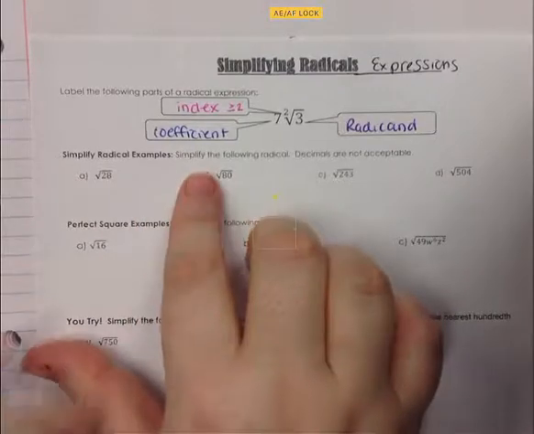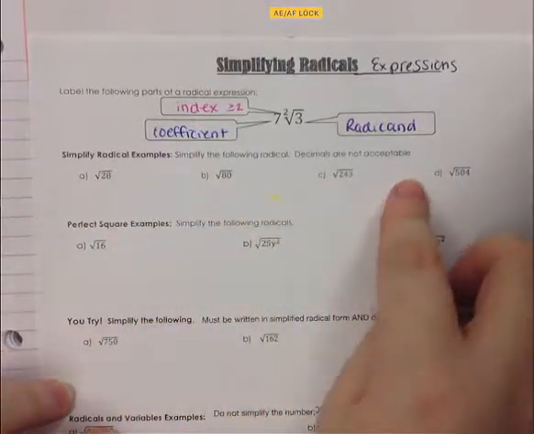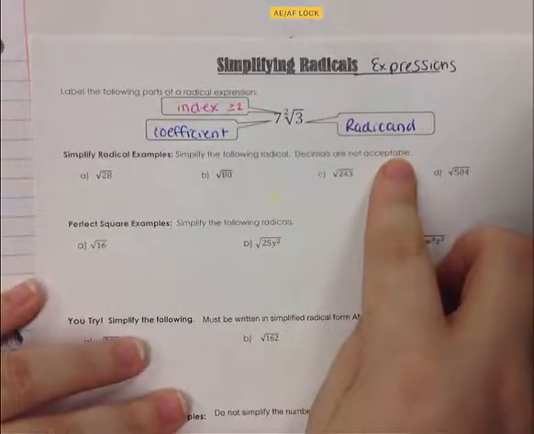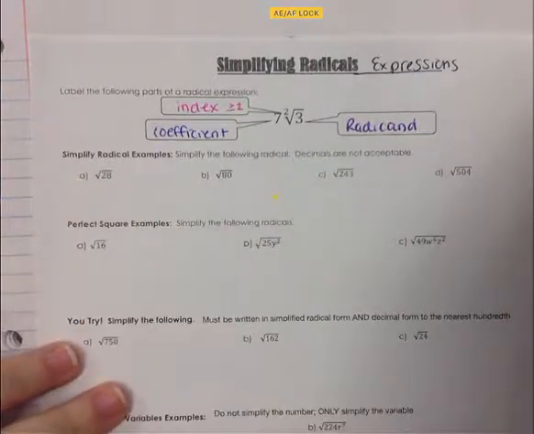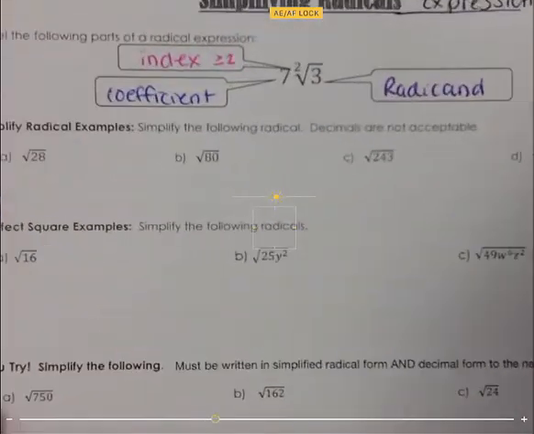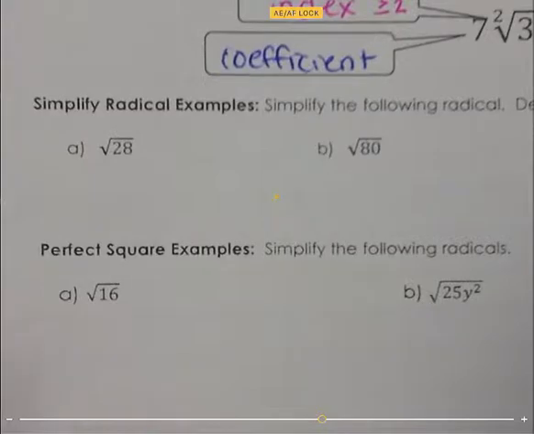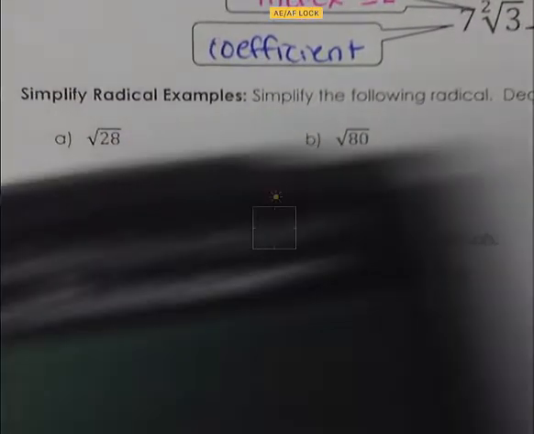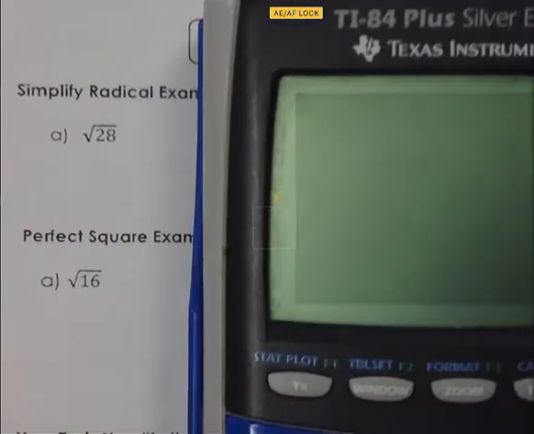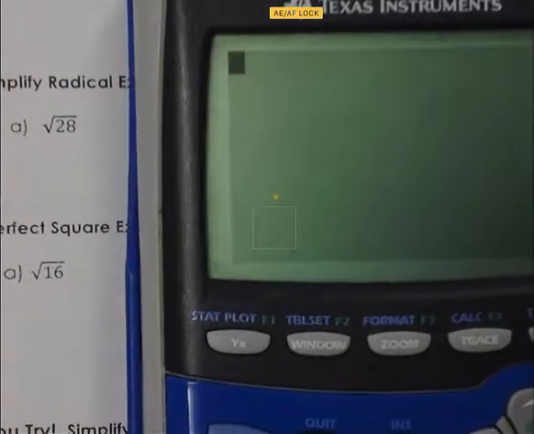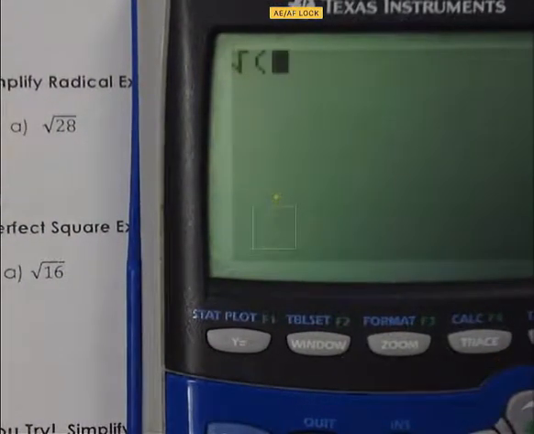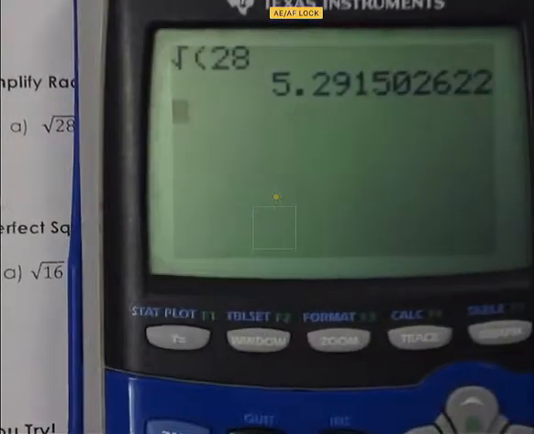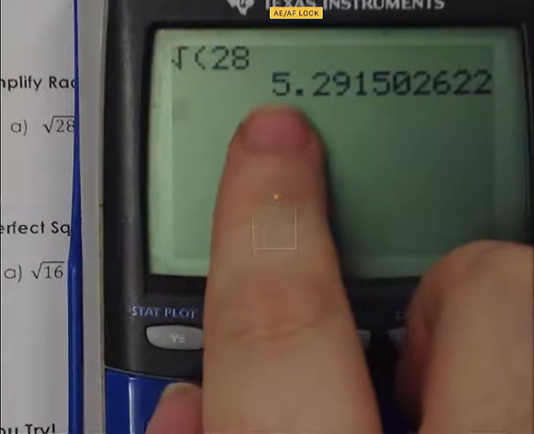I'm going to show you how to simplify these radicals using our calculator, but decimals are not acceptable. So on here we have the square root of 28. Instead of trying to actually simplify it by hand, we're going to look at our calculator. So the square root of 28. The first thing we want to do is get a value as to what whole number the square root of 28 is close to. The whole number is 5.